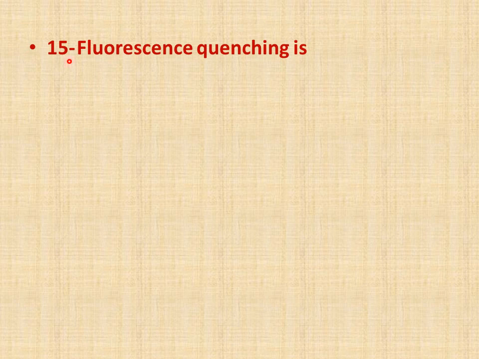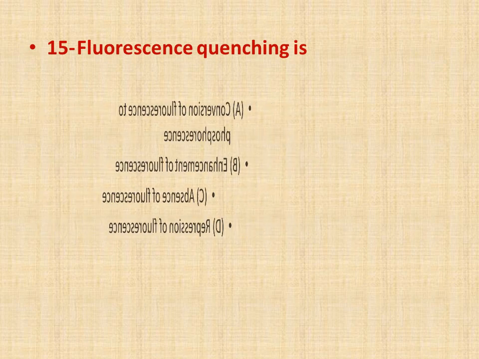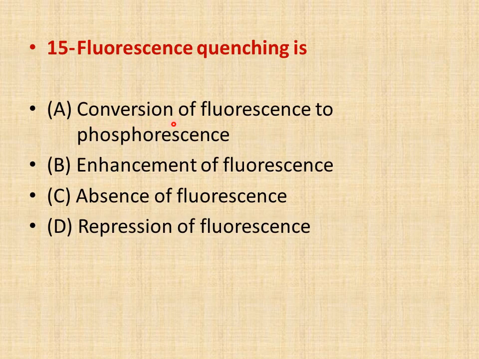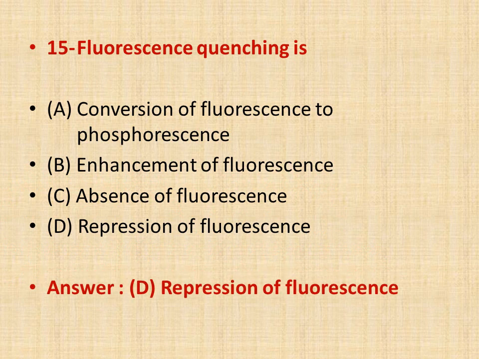Question number 15. Fluorescence quenching is, let's see the options. A, it is the conversion of fluorescence to phosphorescence. B, it is enhancement of fluorescence. C, it is the absence of fluorescence. While D, it is the repression of fluorescence. So let's see what is right about fluorescence quenching. So it is actually option D, that is the repression of fluorescence, meaning the suppression of fluorescence is called fluorescence quenching.